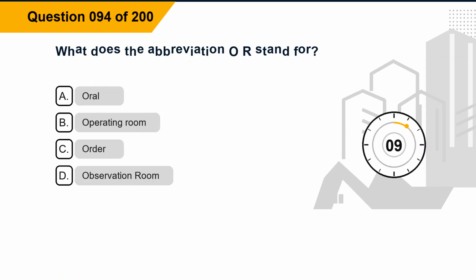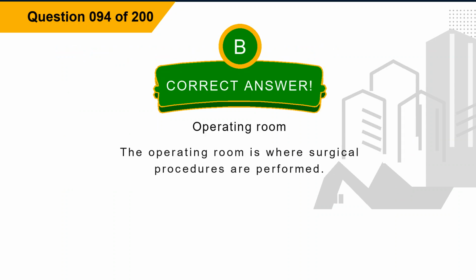Question 94. What does the abbreviation OR stand for? Option A, oral. Option B, operating room. Option C, order. Option D, observation room. The correct answer is option B, operating room. Explanation. The operating room is where surgical procedures are performed.